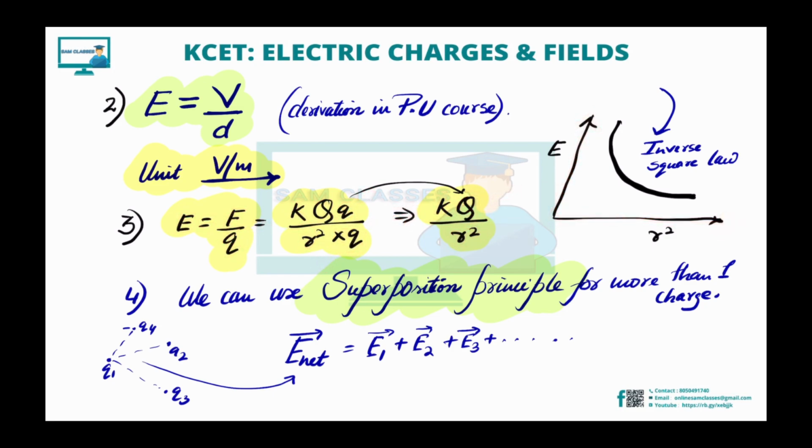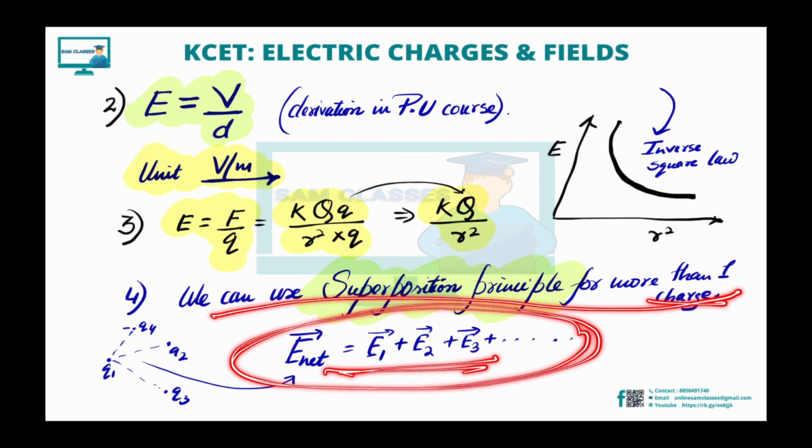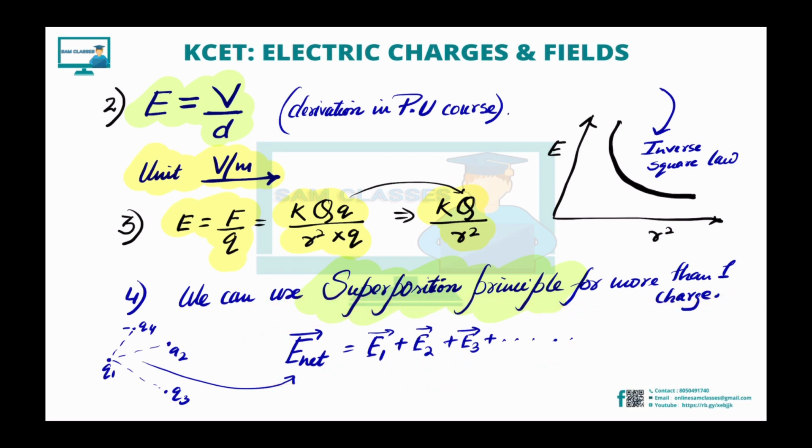The farther away we go from a point charge which is producing the electric field, the less will be the electric field. Clear? So it is inversely proportional to the square of the distance between the point and the charge. Here also we can use the superposition principle. If you have more than one charge, then the net electric field will be the vector sum of all the individual electric fields. Clear till here?